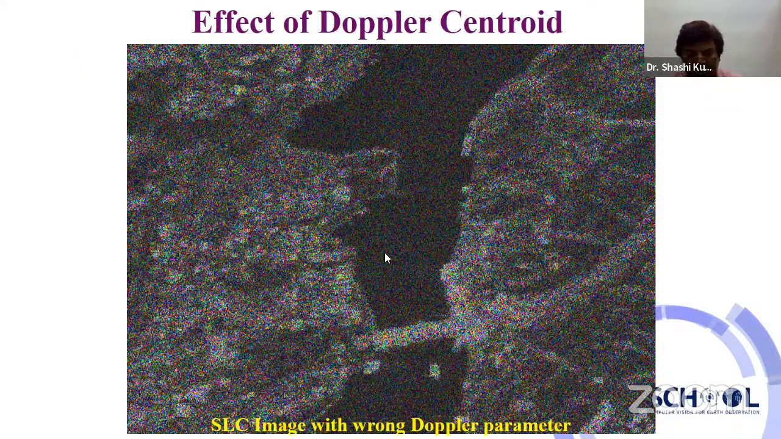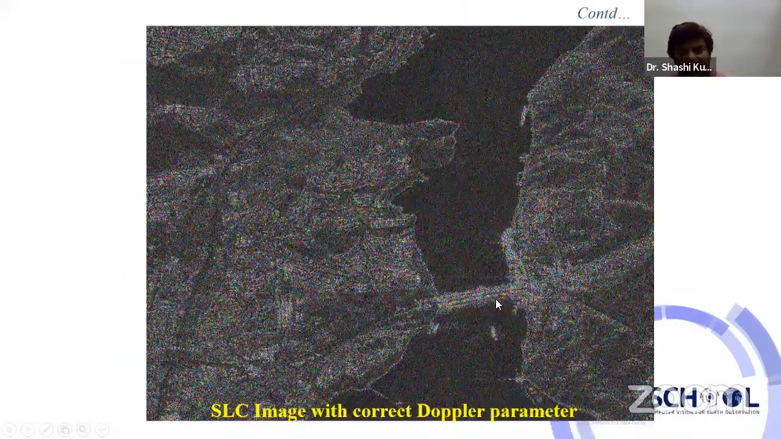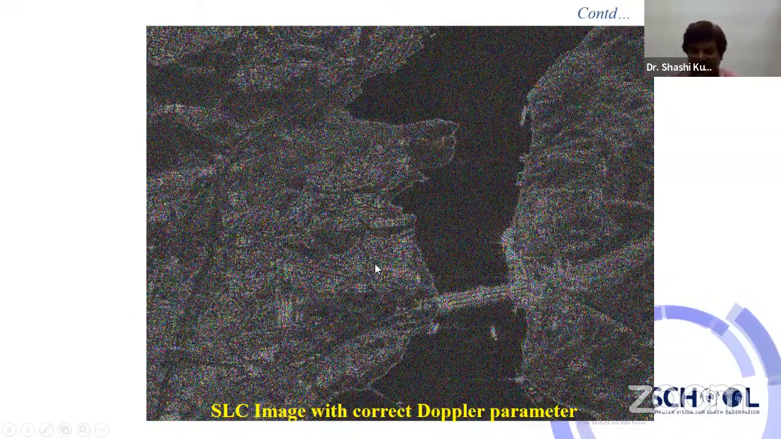Now here you can see that the SLC image was generated with wrong Doppler parameter. This data set is of RADARSAT-1, which is already a coarser resolution data set. This is the C-band data set of San Francisco city. Here we can see there is no clear visualization of this bridge. But when the SLC image was generated with the correct Doppler parameter, you can see clear information of all the objects.